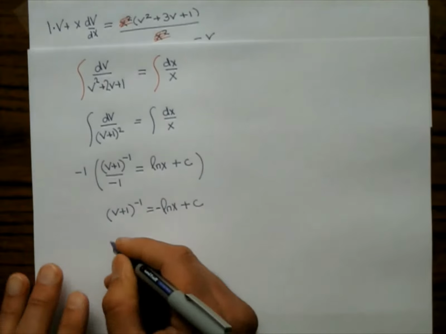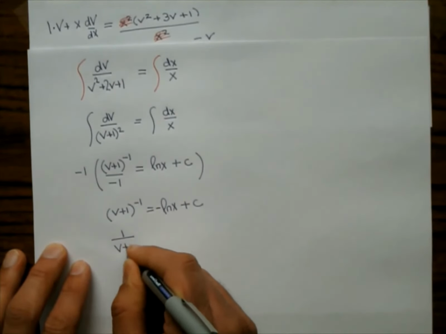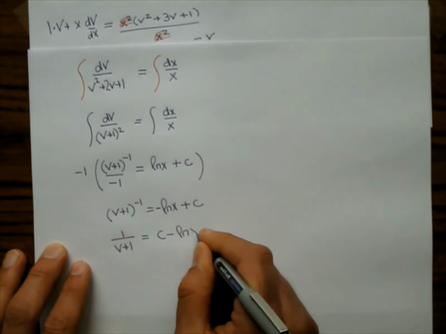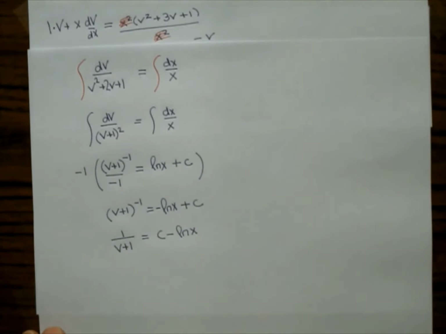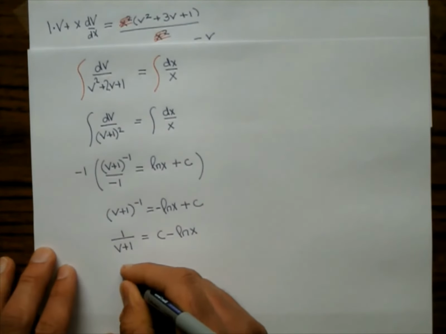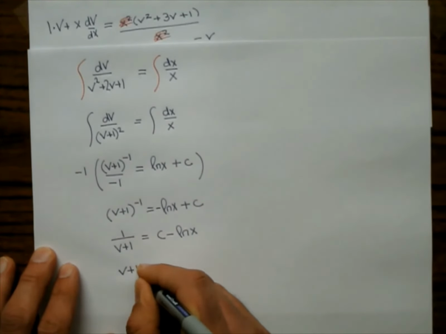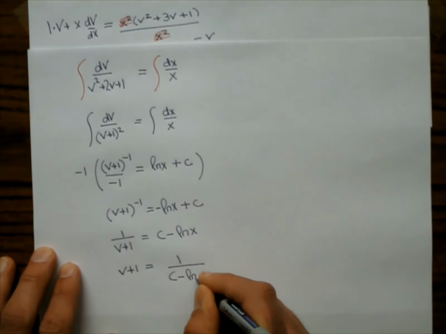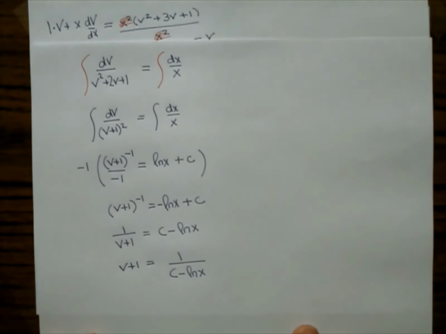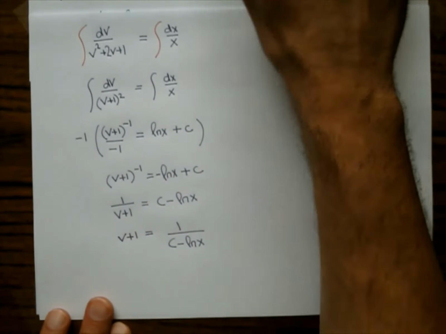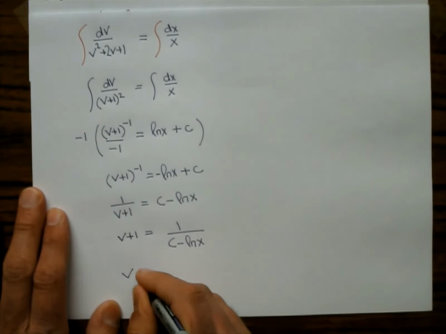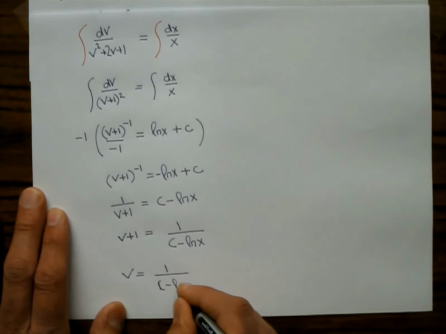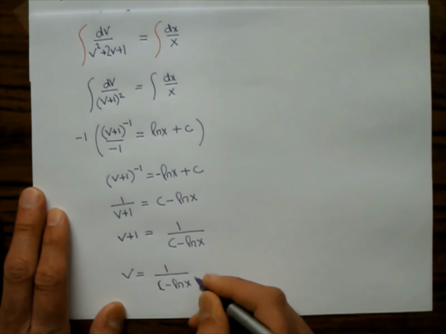So this guy right here becomes 1 over v plus 1 equals, we'll just write it like this, c minus ln x. I'm going to go ahead and flip both sides, so I have v plus 1 equals 1 over c minus ln x. And I'll subtract 1. v equals 1 over c minus ln x, minus 1.